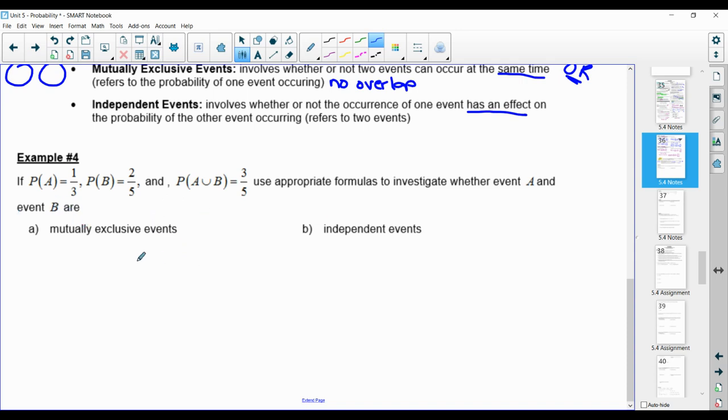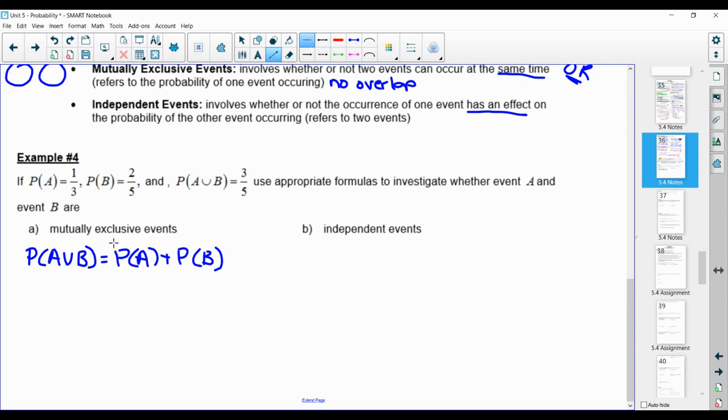So first of all, if they're mutually exclusive, we have to go back to those formulas, and the mutually exclusive formula was the probability of A or B equals the probability of A plus the probability of B. And this is why it's important on your formula sheet you understand which formula represents which situation, so you know which ones to use when you're asked. All right, so we're going to use the left side, right side method here. And so we're going to look at our left side and our right side of the equation.